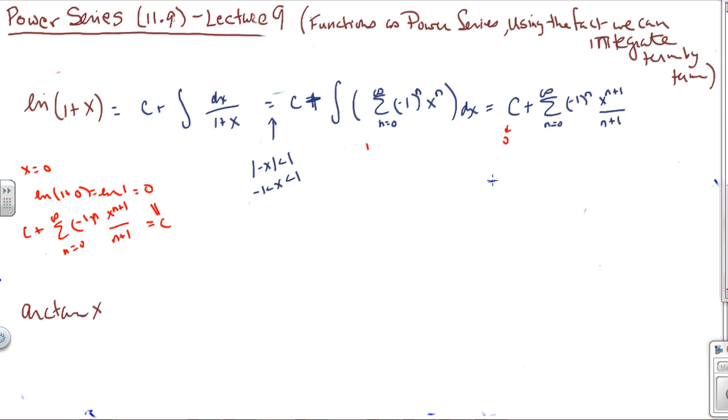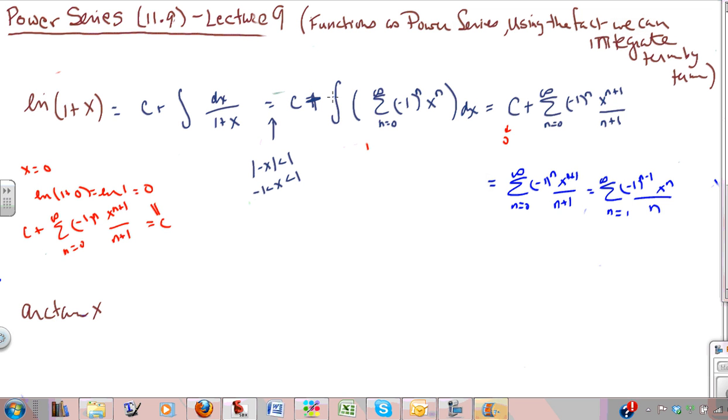So this is going to be the sum n equals 0 to infinity of negative 1 to the n, x to the n plus 1 over n plus 1. And we can simplify that a little bit by writing it as the sum n equals 1 to infinity of negative 1 to the n minus 1, x to the n over n. Now, that's going to be true as long as x is between negative 1 and 1. It may actually be true at negative 1 or 1. It has the same radius of convergence, not necessarily the same interval of convergence.